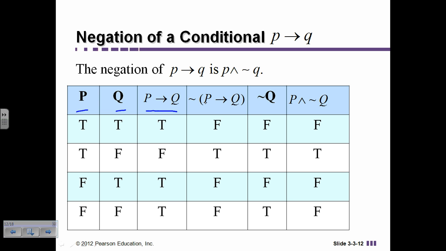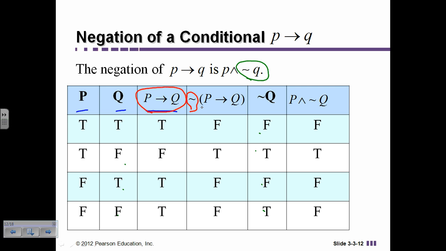For this next column, I'm going to take the P implies Q column and negate it. That means all of the values are the opposite. It was true, now it's false. It was false, it's true. It was true, it's false. It was true, it's false. For the next column, because I need not Q for this part of the problem, I'm going to go through and do the opposites of Q. So true becomes false, false becomes true, true becomes false, false becomes true.